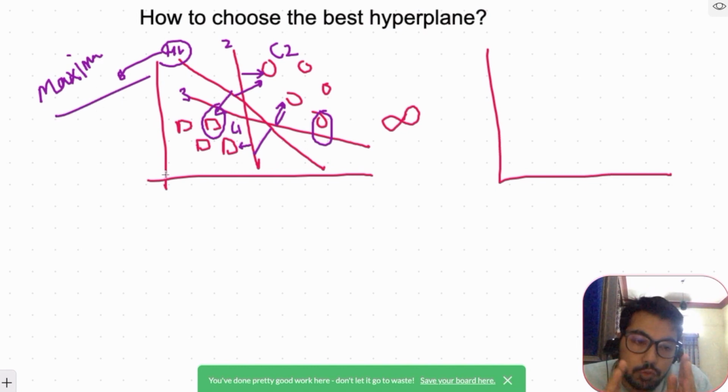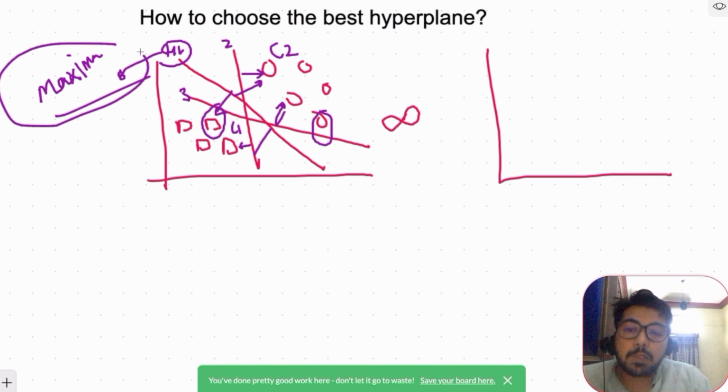So we have to choose a hyperplane which provides the maximum margin between the two classes which we want to distinguish. So now we know the best criteria to choose the hyperplane: find the hyperplane providing the maximum margin. The next question is how to find the maximum margin. The maximum margin would be the maximum distance between the closest points, right?